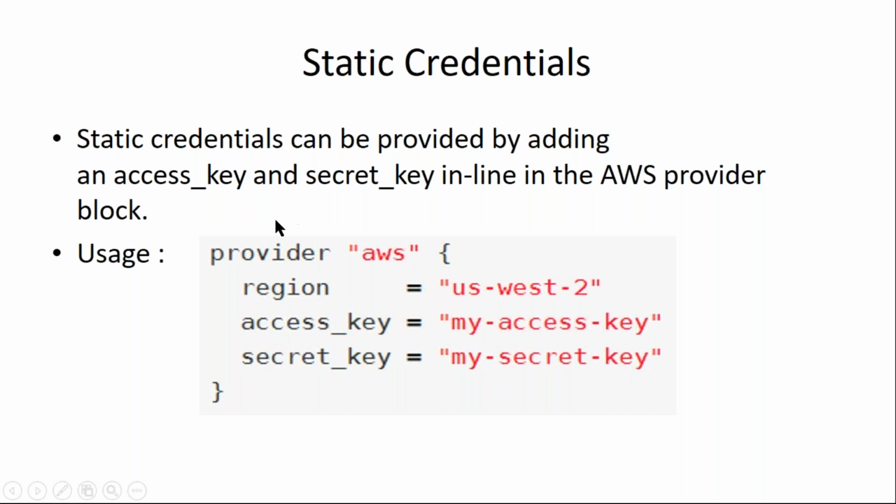So if you are going to work with AWS, the static credentials can be provided by adding the access key. There are two things, access key and secret key. The access key and secret key will be provided when you create the user in AWS, in IAM. You create that and you get these values. I'm just giving my access key and my secret key. In place of that, you have to replace them. These are the basic things for creating the credentials.